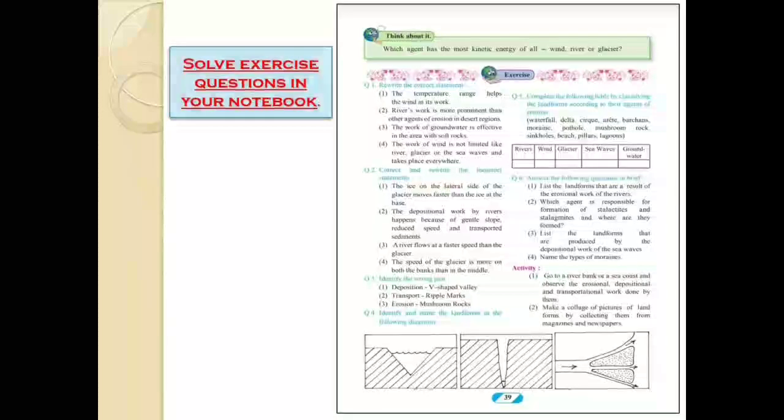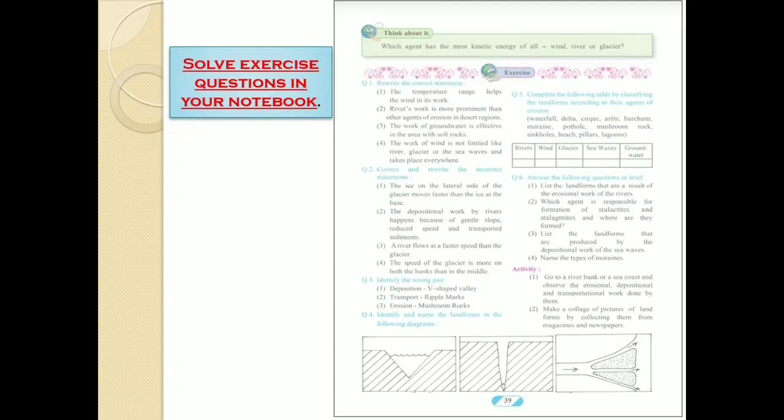Here you can solve exercise questions in your notebook. I have shown here textbook page number 39. You have to read the textbook and you have to solve these exercise questions in your notebook.